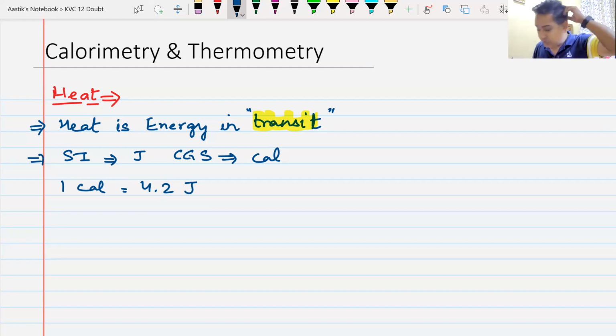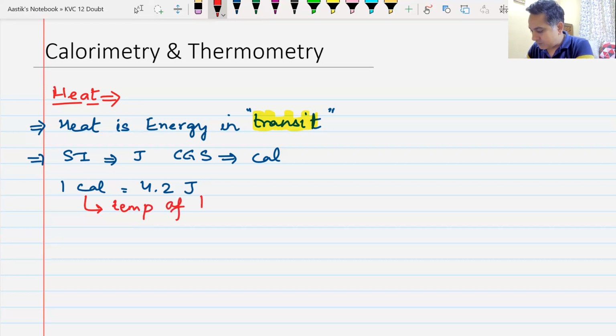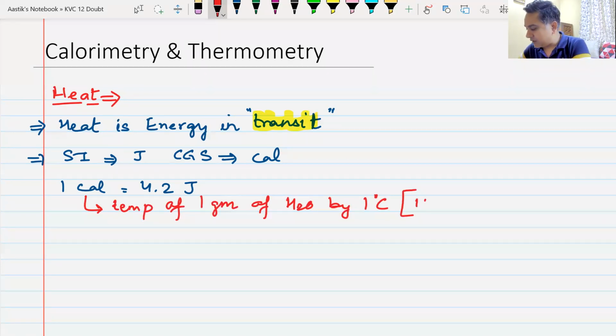I hope you all understand this, and you must also remember the definition of 1 calorie. What is the definition of 1 calorie? It is the heat required to raise the temperature of 1 gram of water by 1 degree Celsius. Do you know this? Yes, sir. The rise of temperature should be from 14.5 to 15.5 degrees Celsius. We know this, yes or no? That much heat is defined as 1 calorie.